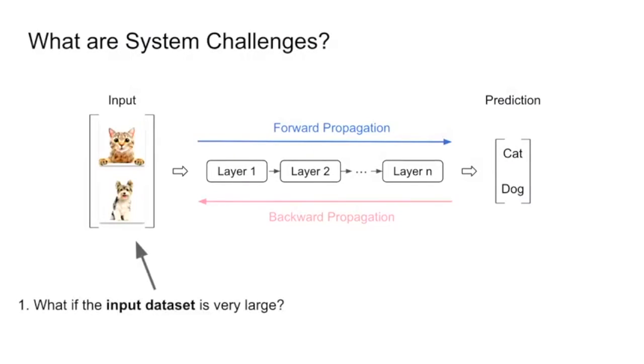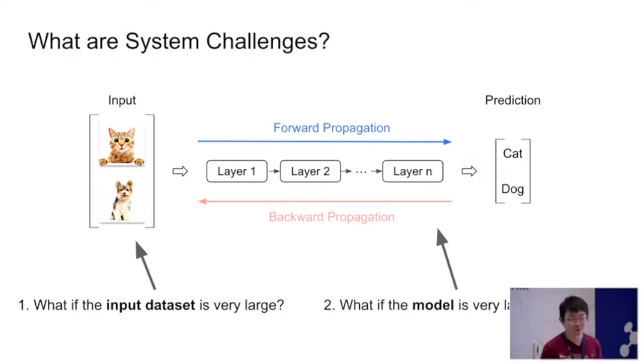And now, if we want to scale this training pattern, we face two problems. First, what if the input data is very large? For example, we want to train on millions of images or millions of tokens, right? And second, what if the model or the layers are very large? For example, we want to train a model with billions of parameters like GPT-3.